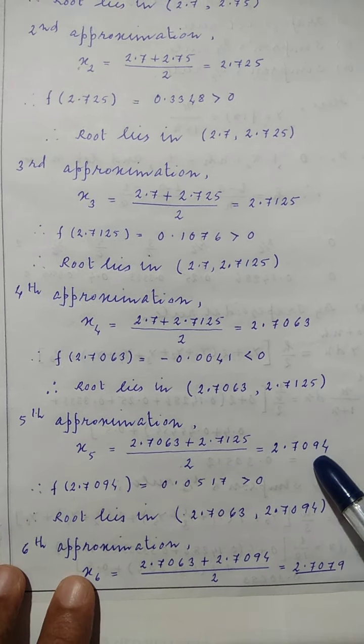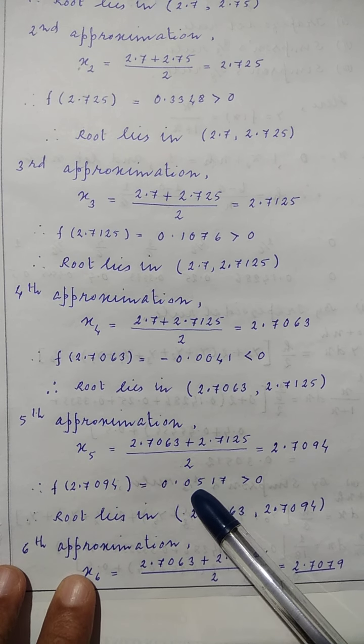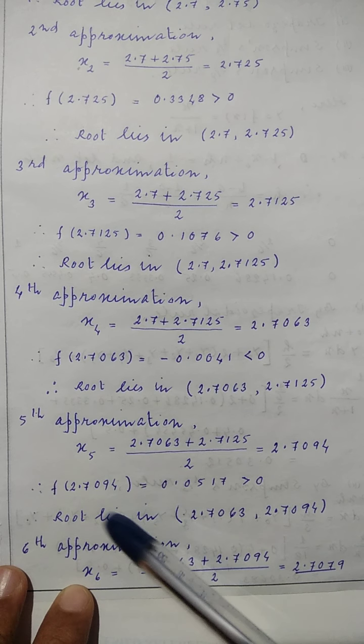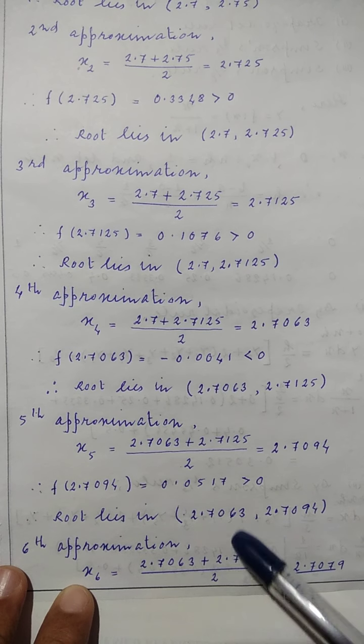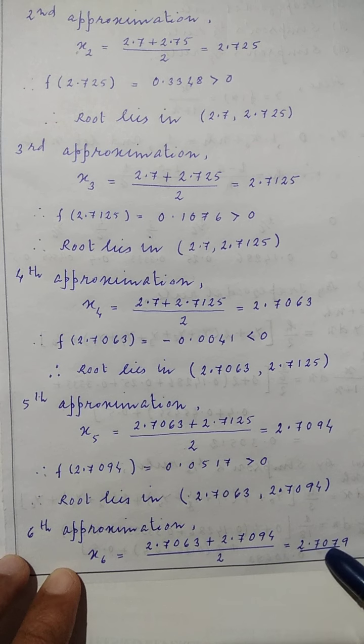So in the fifth approximation, x5, we can find just by adding these two and dividing by 2, you will get this value, and f of x5 is also a non-zero value, so this is greater than 0. So that means the root lies between 2.7094 and 2.7063. So the root lies in this interval. So next approximation, the sixth approximation, you see 2.7079.